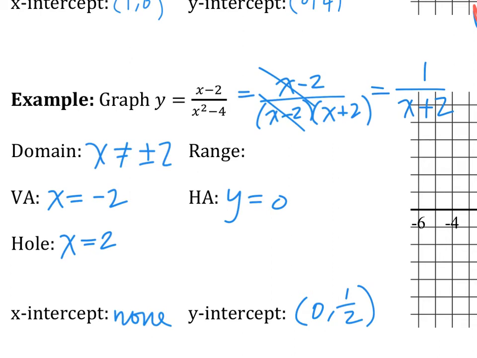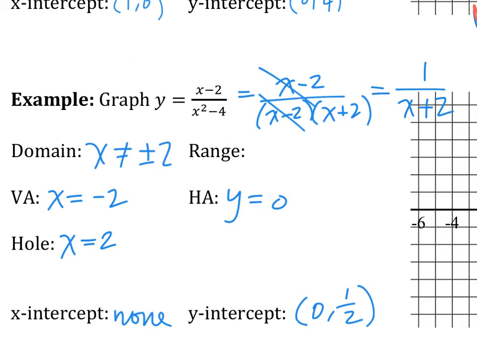So I know that there is a hole at 2. I don't know where the y value is. I'm going to plug this into the simplified expression. That's going to tell me where the hole is. So this is very tricky. A lot of people miss it every year.